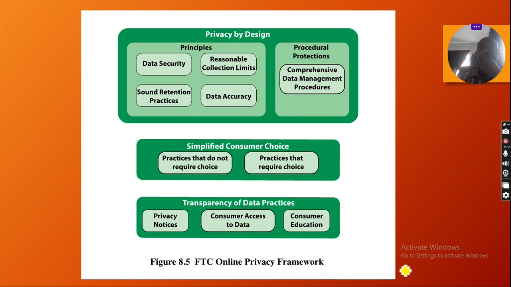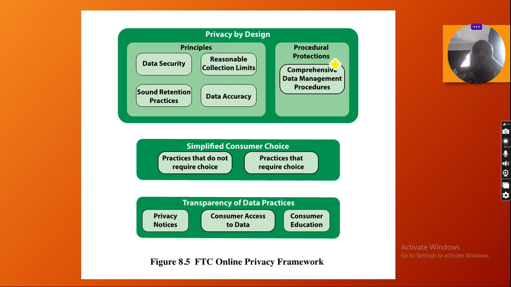Here is the FTC, Federal Trade Commission, outlined privacy framework. Here we have privacy by design. We look at data security. Under this principle, we look at reasonable collection limits: what you should collect, what you shouldn't collect, and how it relates to the purpose for which you collected this data. Then we look at sound retention practices, and then data accuracy: how accurate these data are and how accurate for their usage.